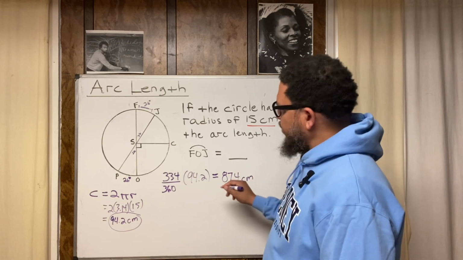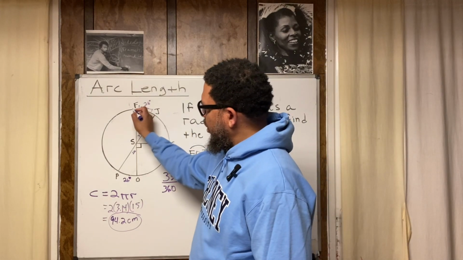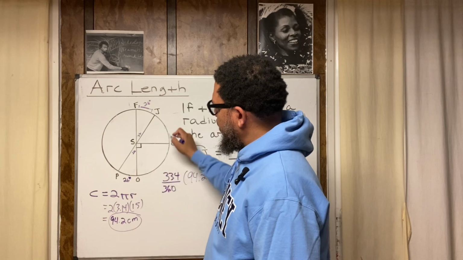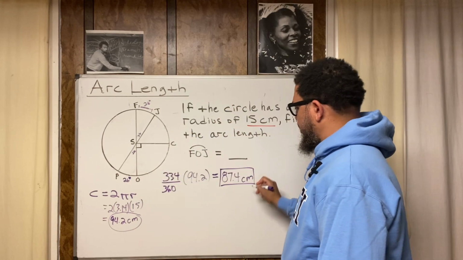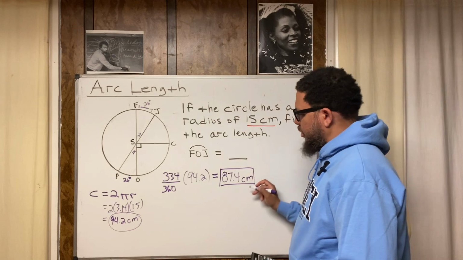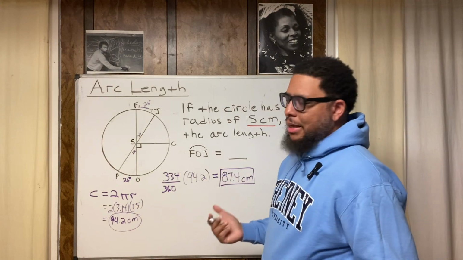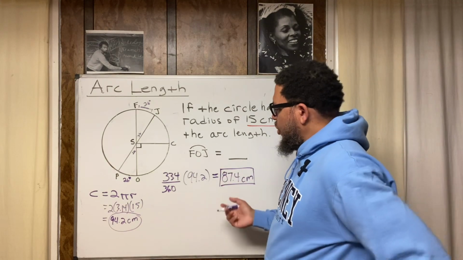So that means that from this point all the way around the circle to that point is 87.4 centimeters. Now, ask yourself, why does that make sense? That seems legit. You know why?